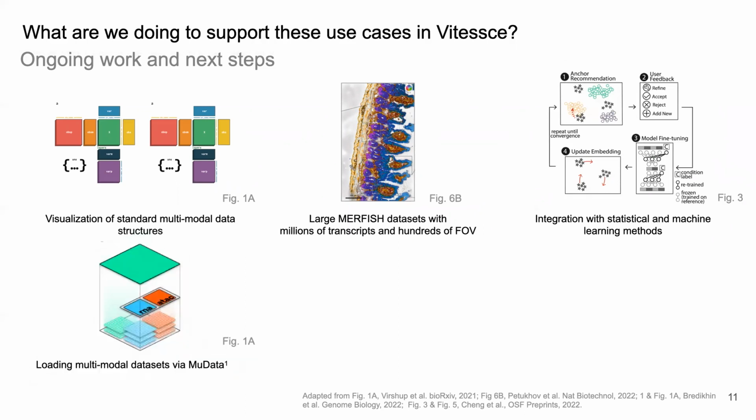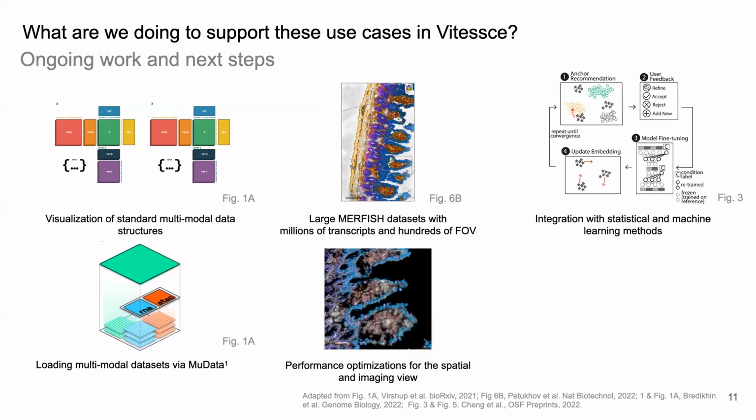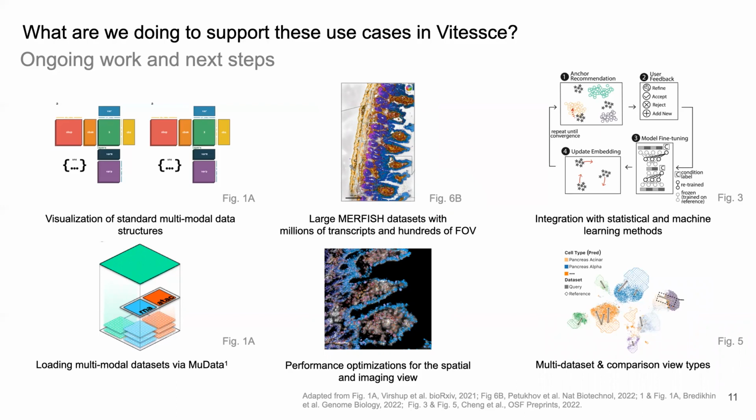Specifically, we are adding support for the MuData format, which is a container around multiple AnnData objects, so that we can point to a single data structure on a cloud object storage system to load a multimodal dataset. We are making performance optimizations in the spatial and imaging view to scale to larger datasets. And finally, we are working to build plots for comparative visualization of multiple datasets to support reference-based analysis tasks.